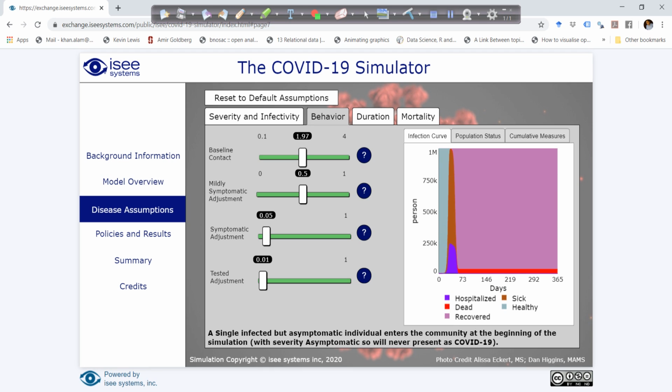So what about adjustments? By adjustments, they mean the adjustment of contacts for the mildly symptomatic. What if people individually cut their contacts? This happens with a change in behavior, like if the person who's infected tries to self-isolate.